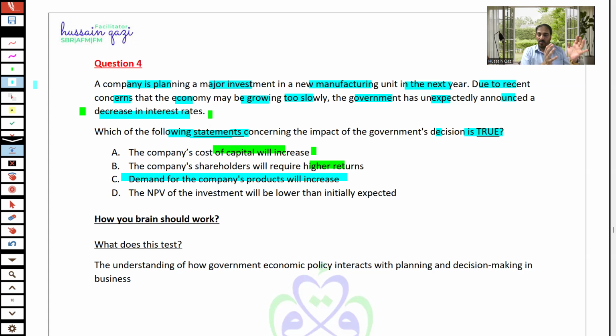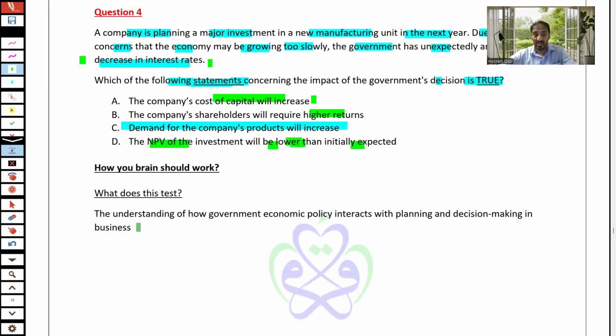NPV is the present value. Present value and the discount rate have an inverse relation. If interest rate decreases, present value increases, and vice versa. That's some simple maths. So if interest rate decreases, will the NPV of the investment be lower? No. If interest rate decreases, NPV of the project increases. It's not lower than expected, it's higher than expected. So the right answer is C.